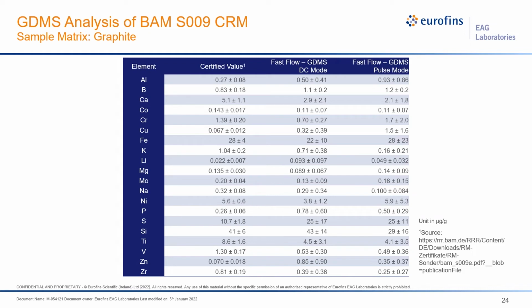Here we're trying to assess how accurate the analysis results are. So we're using BAM standard SS09. It is a graphite based reference material. First you can see that it has those elements that are relevant to energy storage materials, those pre-transition metals and transition metals, and they have the relevant certified values. And you can see the GDMS results, whether in DC mode or pulse mode, the values are strikingly good. Their variation is only within a factor of 2 or 3 in most scenarios.